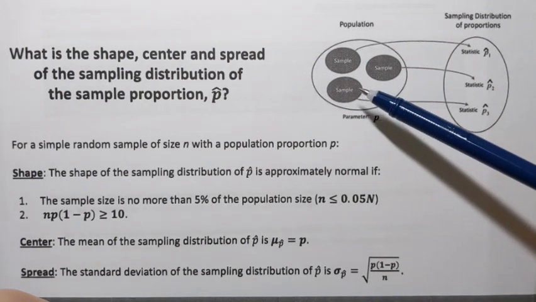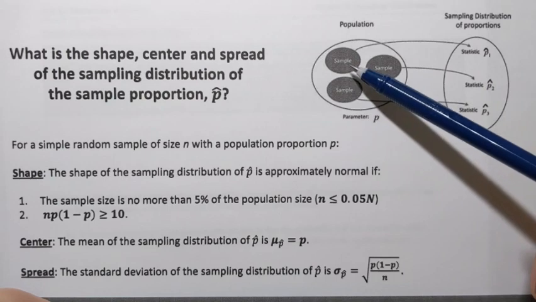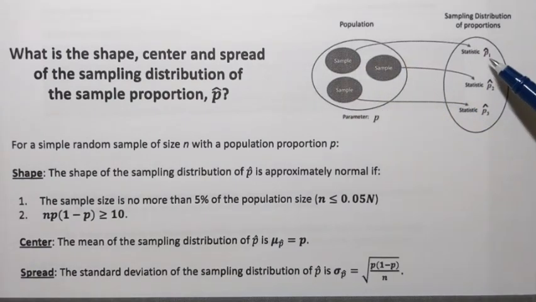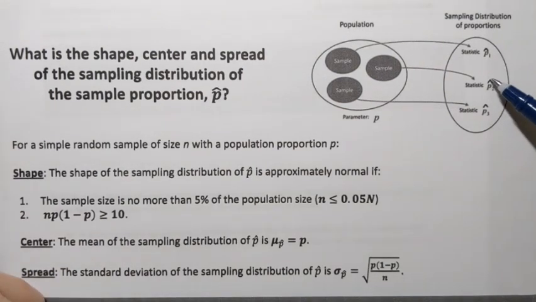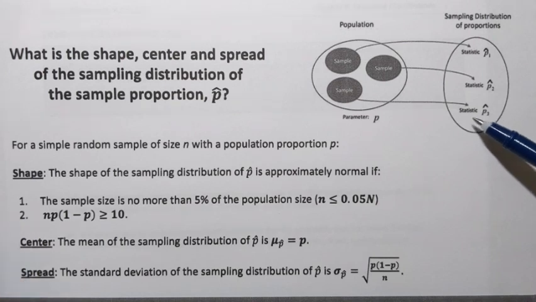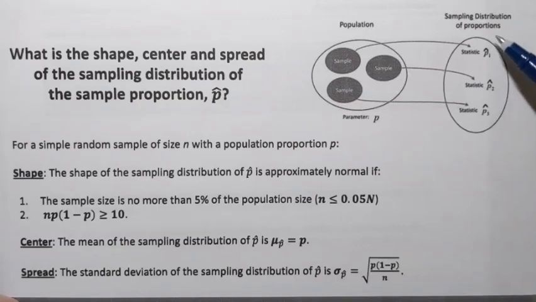Then if we obtain simple random samples of the same size from that population, for each sample we can obtain a sample proportion. And sample proportions will vary from sample to sample. They won't be the same. For example, one sample is going to have only 1% of K-12 students that are homeschooled, and another sample can have 6% homeschooled, right? So sample proportions will vary from sample to sample, and that's what makes a sampling distribution of proportions.